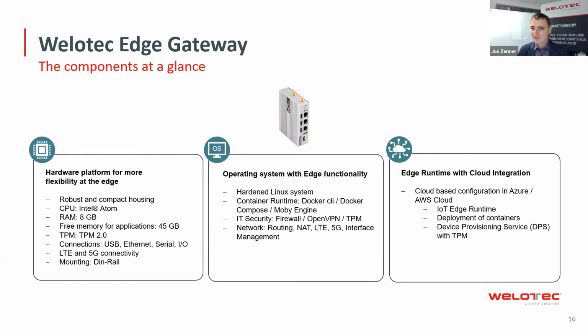And in addition to that, we have the edge runtime, which gives you a cloud integration possibility. So on top of the operating system, there's the edge runtime, which allows the deployment of containers, the connection to Azure. It allows the device provisioning with the TPM and is always related to the cloud. So there's one for Azure, which is called IoT Edge or IoT Edge Runtime. And there's one for Amazon, which is called Amazon AWS Greengrass.